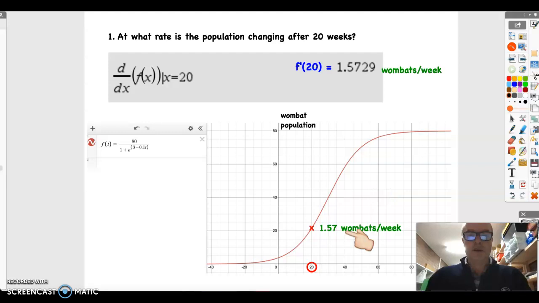So when we look down at the graph, we can see 20 weeks, at the end of 20 weeks on the horizontal axis. We've got the point on the curve here. You can see the population was slightly above 20 wombats, but at that precise point in time, the population was increasing by 1.57 wombats per week. That's not to say that in the next week the population of wombats is going to go up by exactly 1.57, because immediately after this point in time that rate has already increased. So it's what we mean by an instantaneous rate of change.